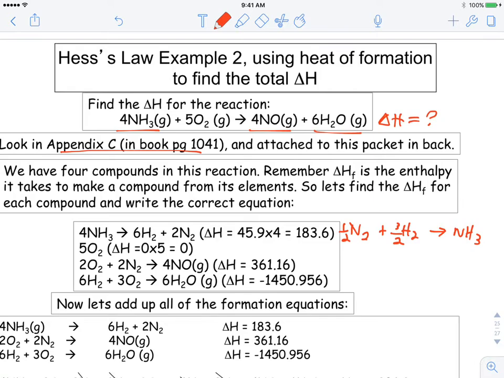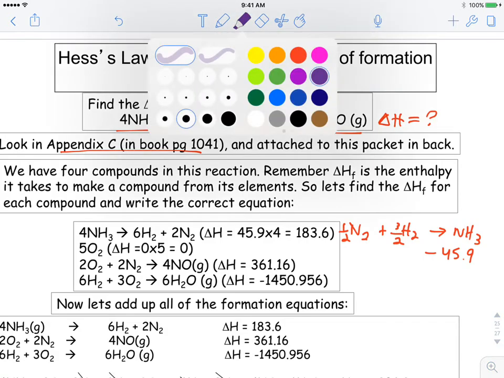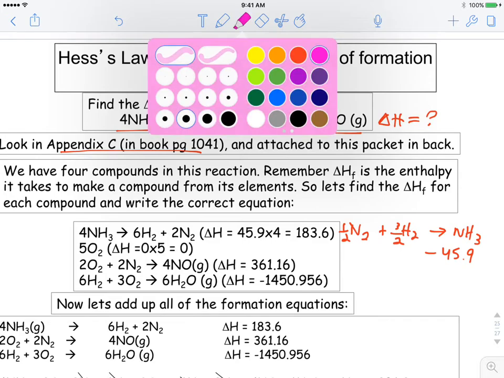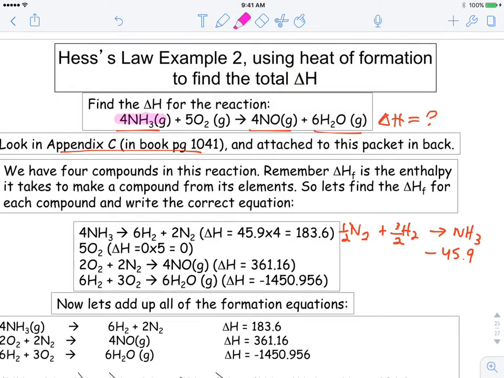Now this actually has a value. This has a value of negative 45.9. But then I look at my equation up top here, and I notice that NH3, first of all, is a reactant. It's not a product. And it has a 4 in front, and this has a 1. So look at how I manipulate it in this box. I flip this equation around, and I times it by 4. Notice what happens to my delta H. I flip the delta H's sign and make it positive, and I multiply it by 4.